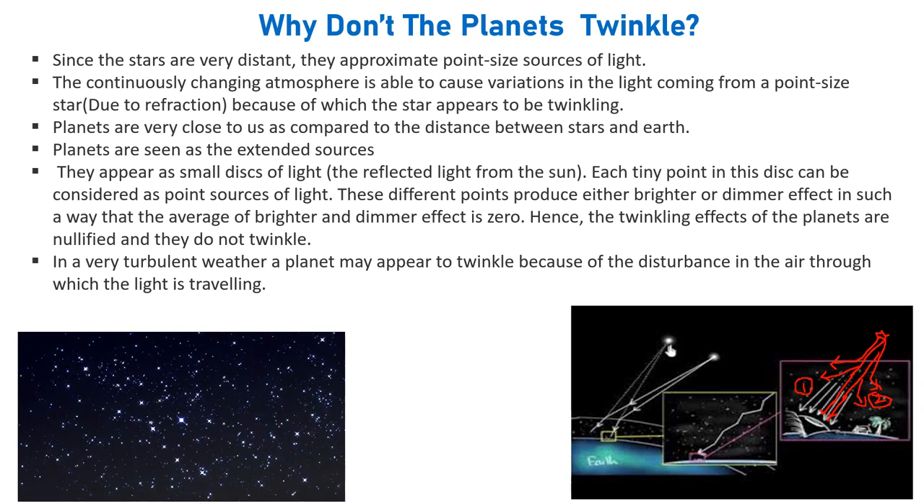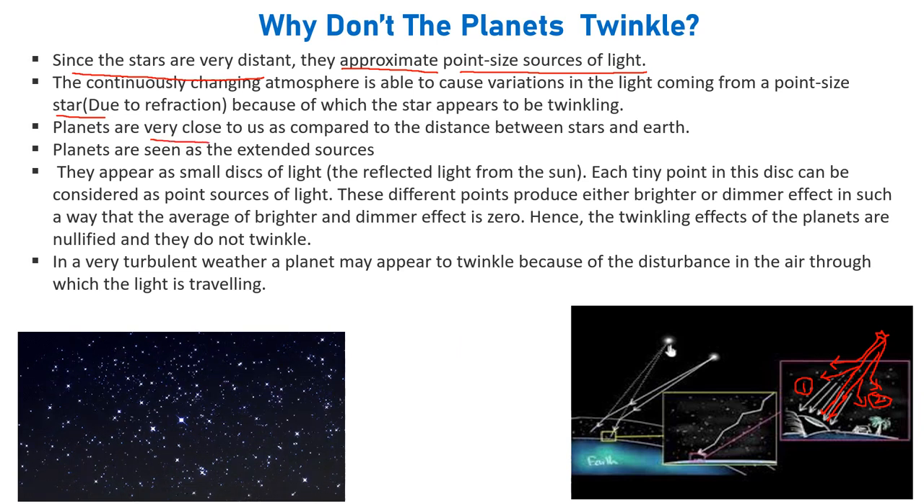There is one more cause of twinkling, the reason why the planet doesn't twinkle and the star twinkles. So let's know the reason. Since the stars are very distant, they approximate a point-size source of light. The continuously changing atmosphere is able to cause variation in the light coming from a point-size star due to refraction, because of which the stars appear to twinkle.